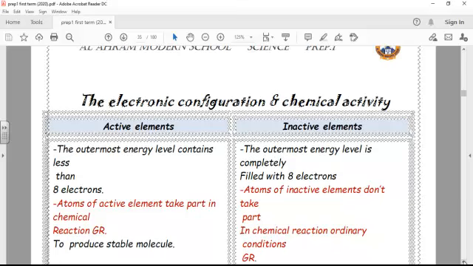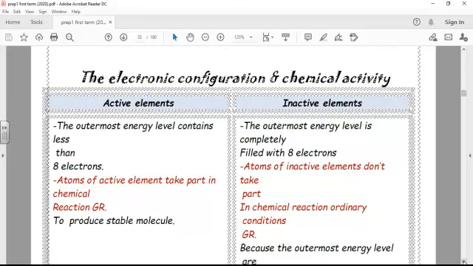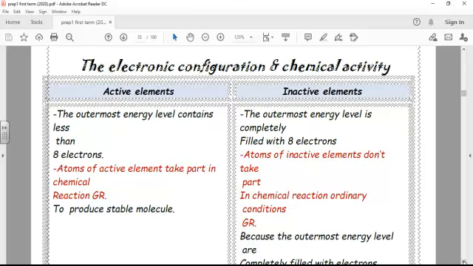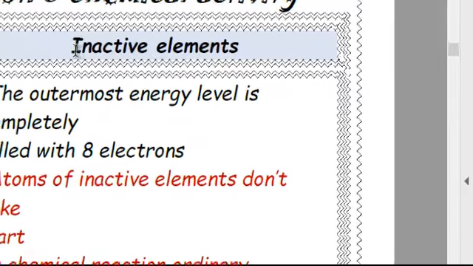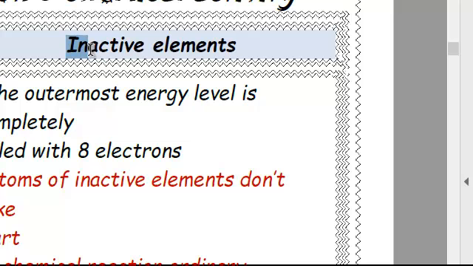Now go to the next part. Active and inactive. If the outermost energy level, meaning the last energy level, is completely filled with 8 electrons, this element we call inactive. In this inactive element, the outermost energy level is completely filled with 8. It means this atom cannot lose or gain or share electrons. Why? Because the outermost energy level is already filled, so no need to lose or gain.